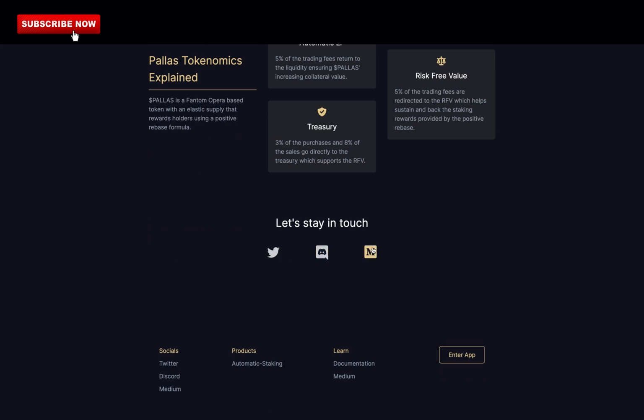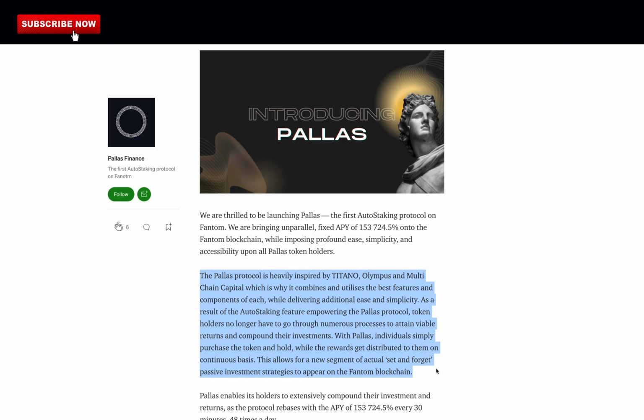Now let's read more on their Medium. The Pallas protocol is heavily inspired by Titano, Olympus, and Multi-Chain Capital, which is why it combines and utilizes the best features and components of each, while delivering additional ease and simplicity. As a result of the auto-staking feature empowering the Pallas protocol, token holders no longer have to go through numerous processes to attain viable returns and compound their investments. With Pallas, individuals simply purchase the token and hold, while the rewards get distributed to them on a continuous basis. This allows for a new segment of actual set-and-forget passive investment strategies to appear on the Fantom blockchain.